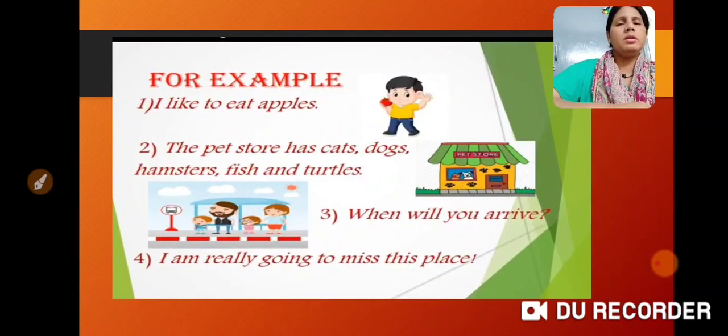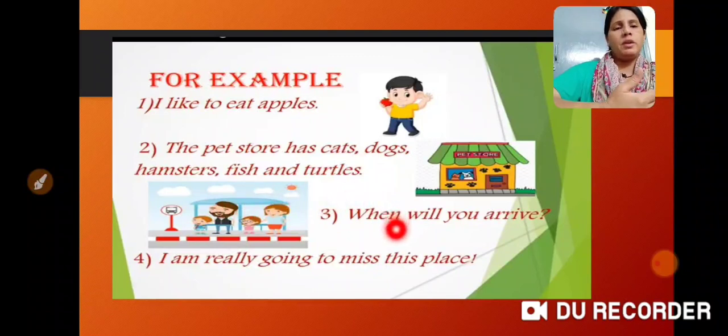For example, I like to eat apples. This sentence is telling us something, so it ends with a full stop. Now look at another example. The pet store has cats, dogs, hamsters, fish and turtles. Again, this is a complete sentence telling us something about the pet store, so it ends with a full stop and begins with a capital letter.